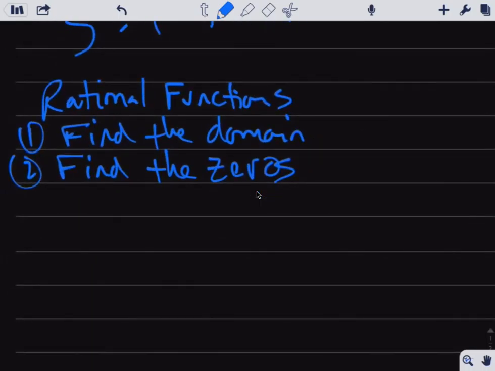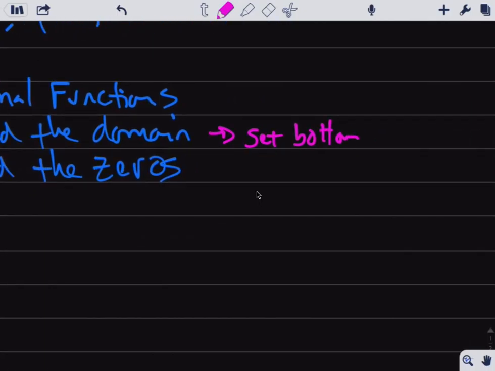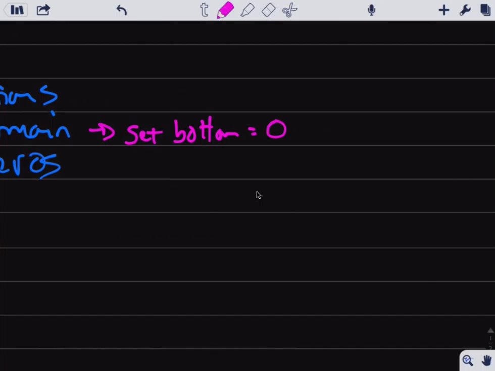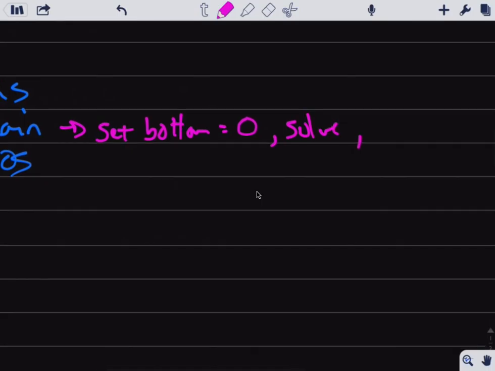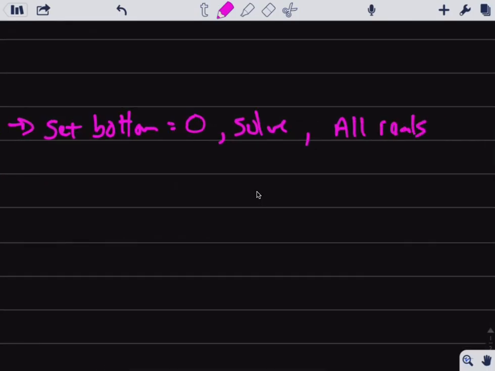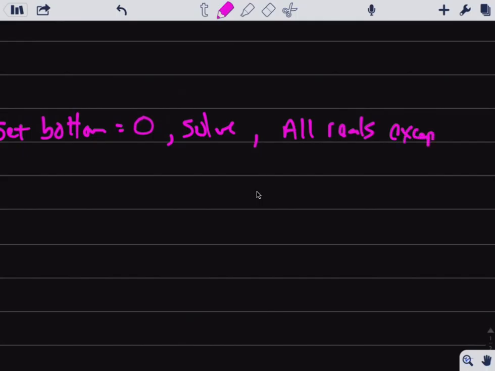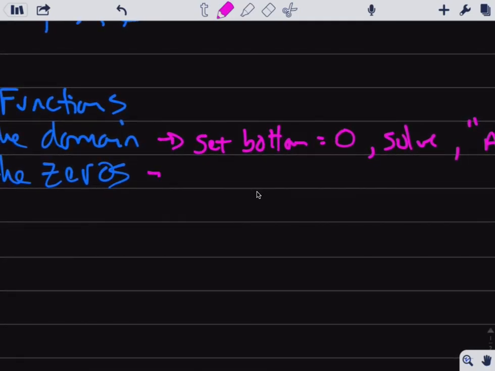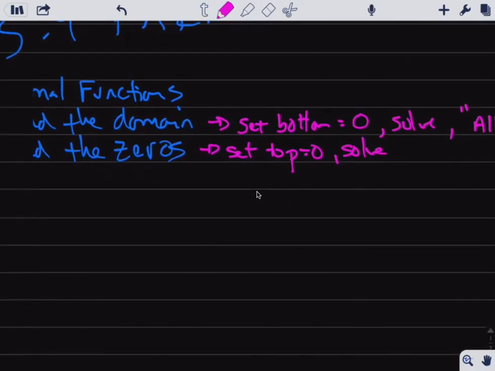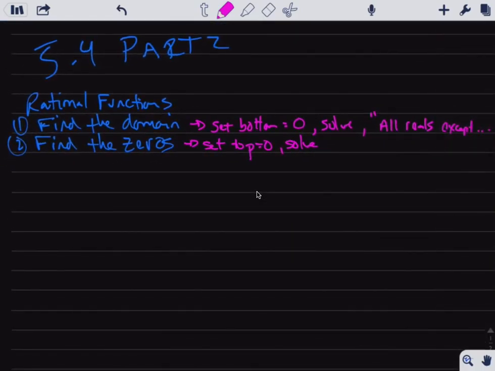And so the idea with this is we've got two steps. Find the domain. What we do is we set the bottom equal to 0, solve, and then we say all reals except whatever our answers are. Okay, top's a little bit easier. We just set the zeros over here, set the top equal to 0 and solve, and then we have our answers. Okay, so let's look at an example of this.